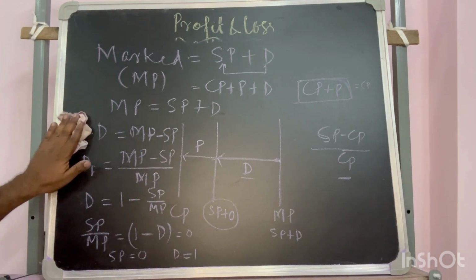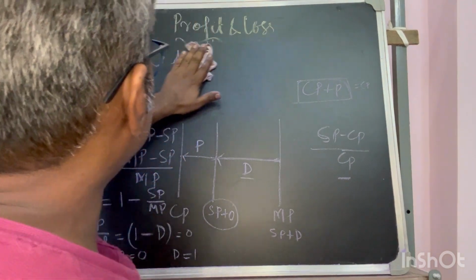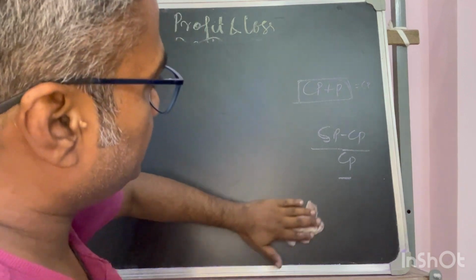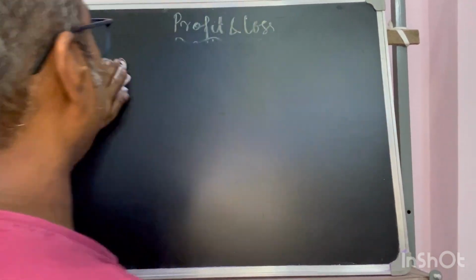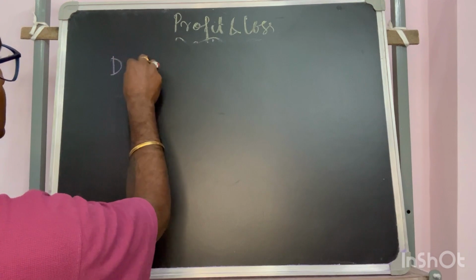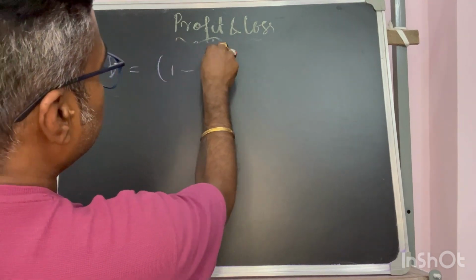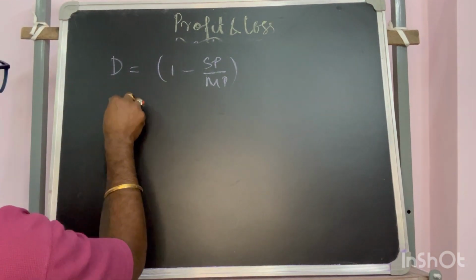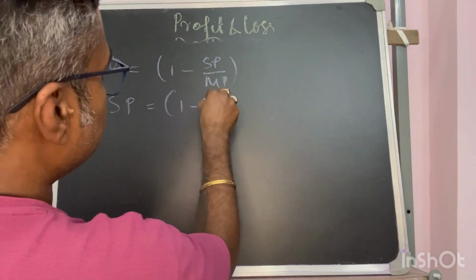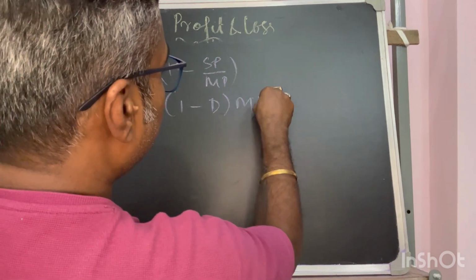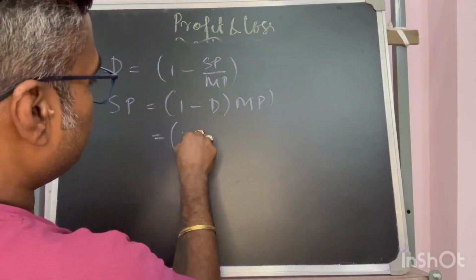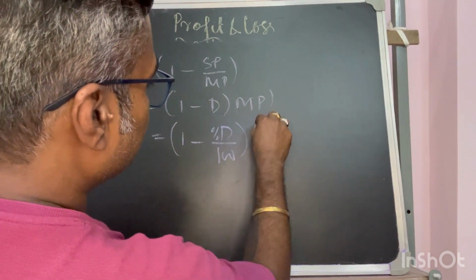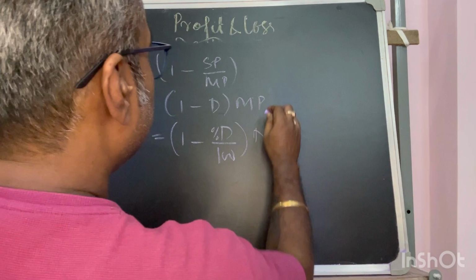Understood? This concept is very much needed so that students should not be confused. Now we'll move on to the discount, which is 1 minus SP by MP. Now what is SP? It is 1 minus D into market price, or you can put it as 1 minus D by 100, because this is in percentage, into MP. So this will be the equation.